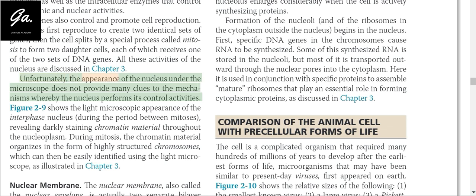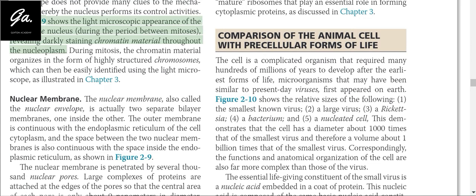Unfortunately, the appearance of the nucleus under the microscope does not provide many clues to the mechanisms whereby the nucleus performs its control activities. Figure 2-9 shows the microscopic appearance of the interphase nucleus, revealing darkly staining chromatin material throughout the nucleoplasm. During mitosis, the chromatin material organizes in the form of highly structured chromosomes, which can then be easily identified using the light microscope, as illustrated in Chapter 3.